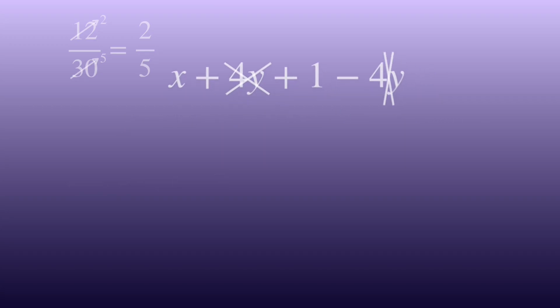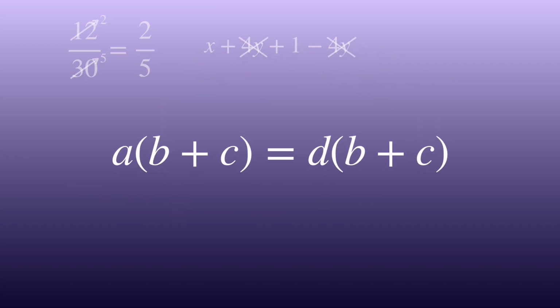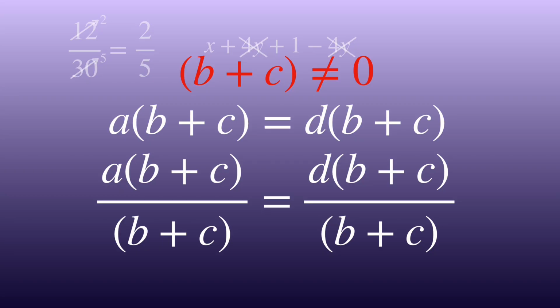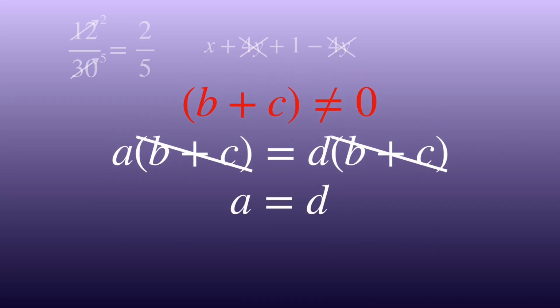Let's take a look at one more example. We might be tempted to cross out b plus c in this equality, leaving us with a equals d, but we have to be very careful, because this is the same as dividing both sides by b plus c, and we can never divide by 0. So we have to take into account that b plus c is not 0. Once we clear things up, we can go ahead and make a conclusion about it.